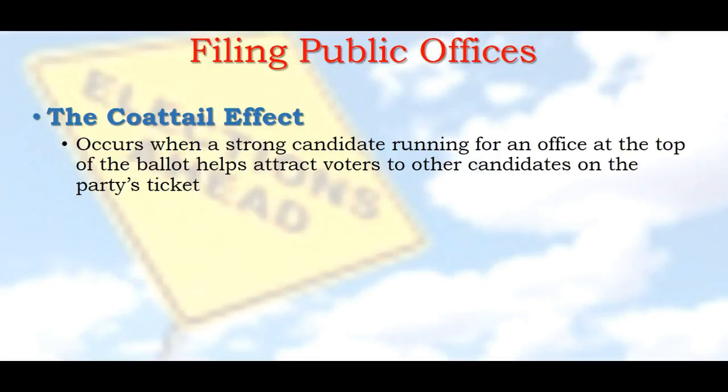The coattail effect is usually most apparent in presidential elections. However, a popular candidate for senator or governor can have the same kind of pulling power. A reverse coattail effect can occur too. This happens when a candidate for high office is less than popular with many voters. For example, Barry Goldwater as the Republican presidential nominee in 1964 and George McGovern for the Democrats in 1972. President Carter's coattails were also of the reverse variety in 1980.